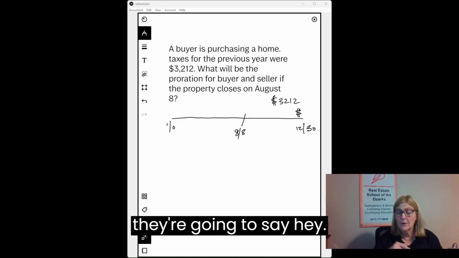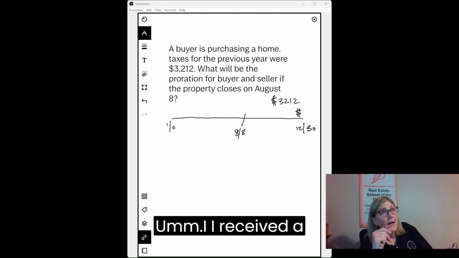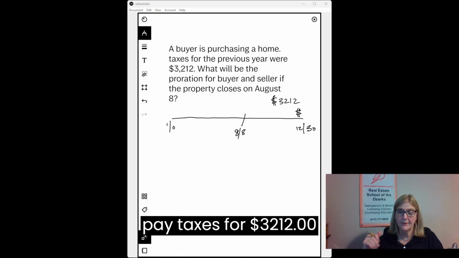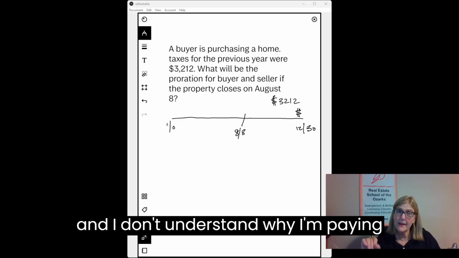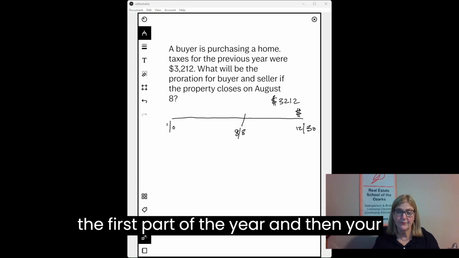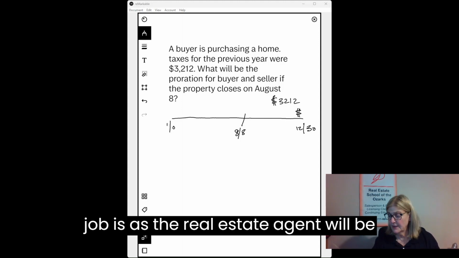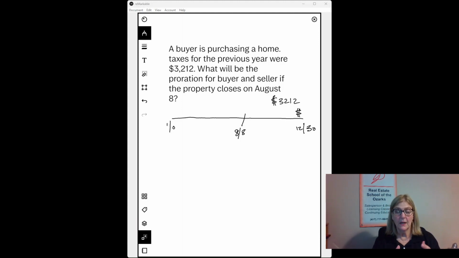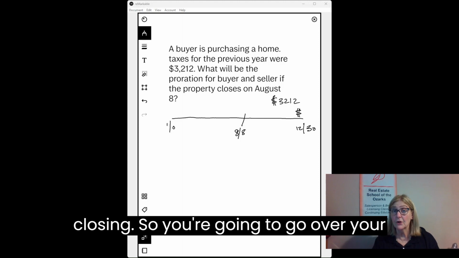$3,212, and then they're going to call you up and they're going to say, hey, I received a tax bill, and it says that I paid taxes for the whole year. I paid taxes for $3,212, and I don't understand why I'm paying for the whole year if we close on August 8th. The seller should have paid for the first part of the year. And then your job as the real estate agent will be to say, you're right. The seller does owe from January 1st through the day of closing. However, they paid that on the day of closing.